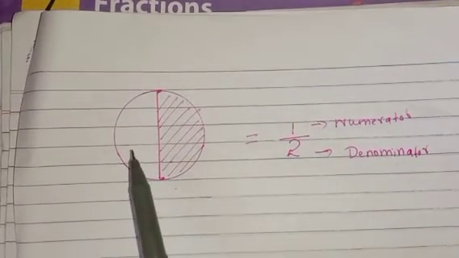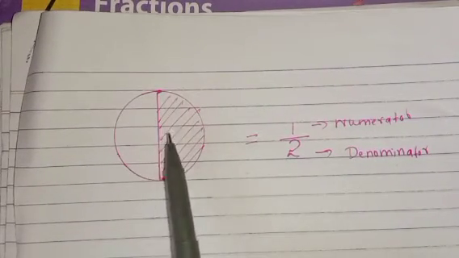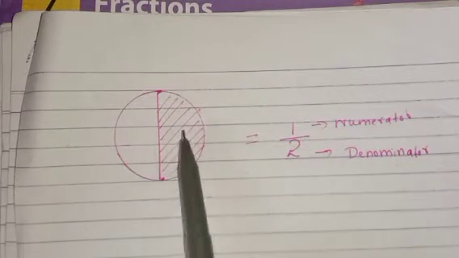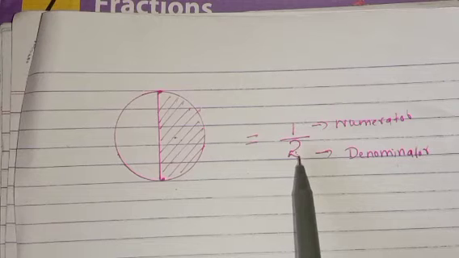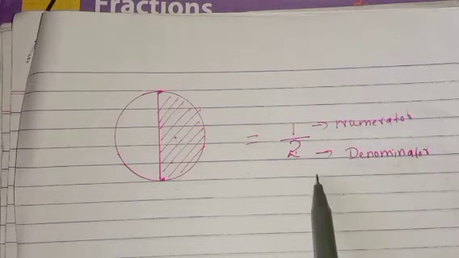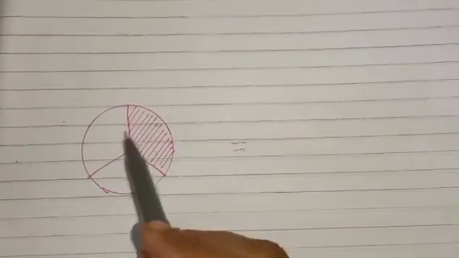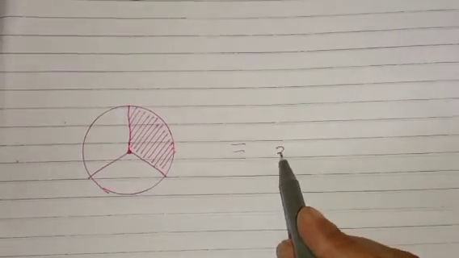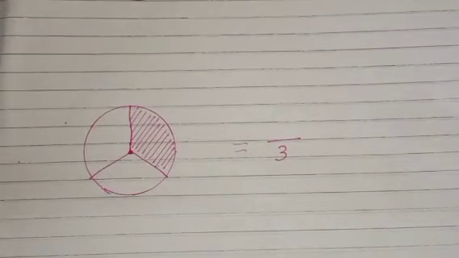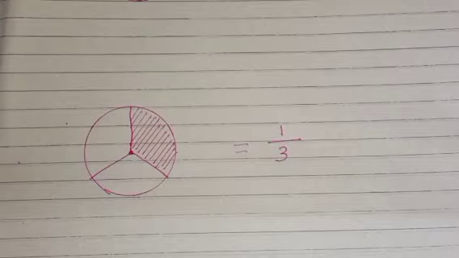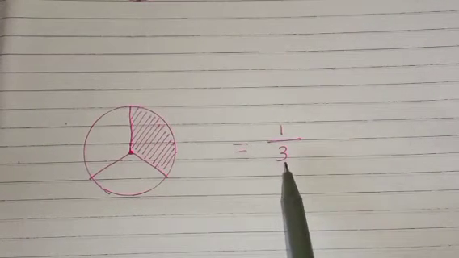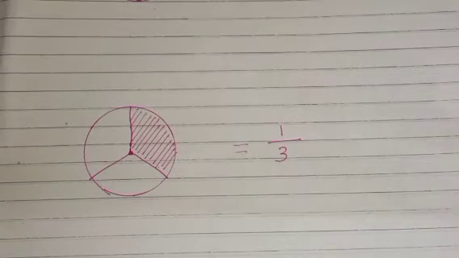So, the circle has two parts, that is half. One portion is shaded, so here half portion is shaded, that is 1 by 2. Next, one more example. This circle I divide into 3 parts and one part is shaded. How do you write the fraction? There are 3 parts and only one portion shaded. So we write 1 by 3. Here 3 is the denominator and 1 is the numerator.